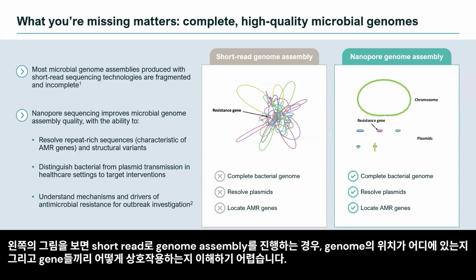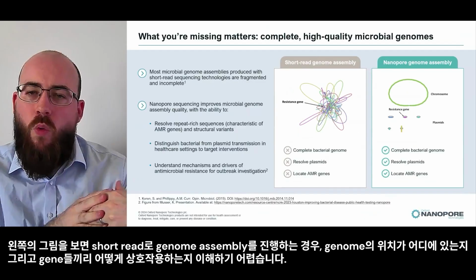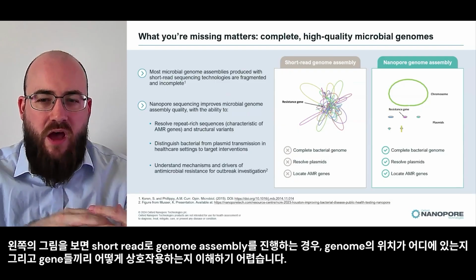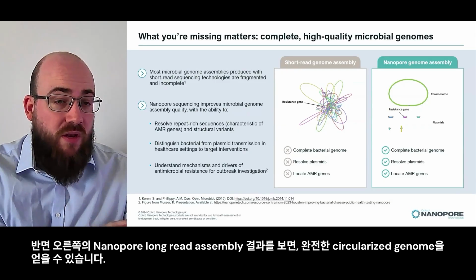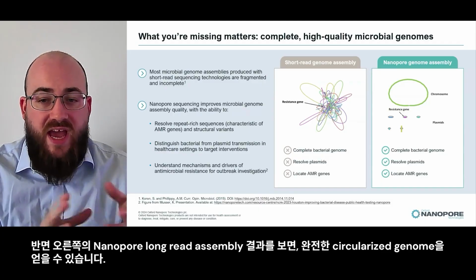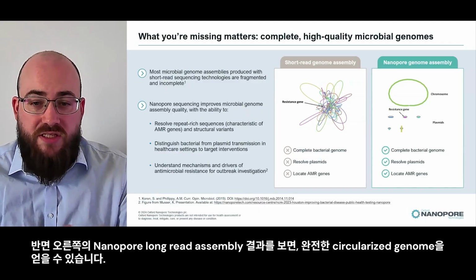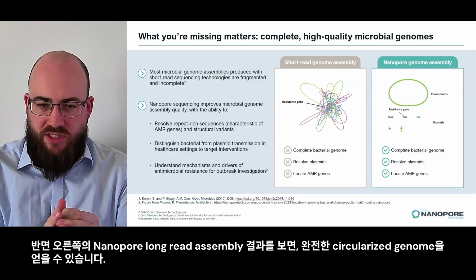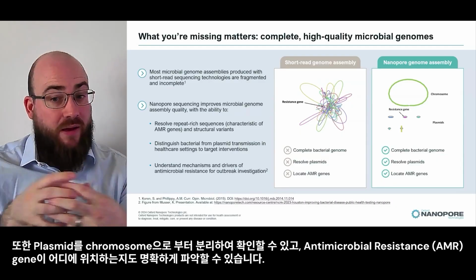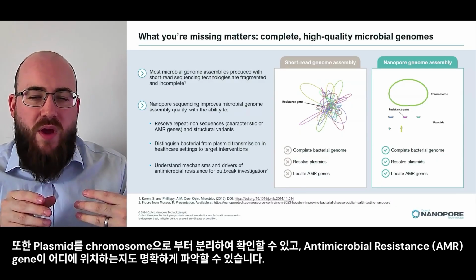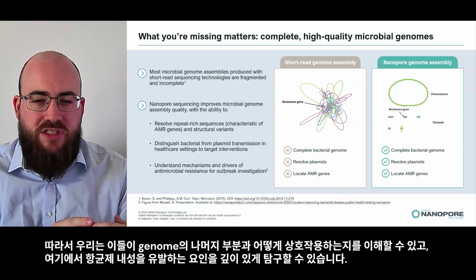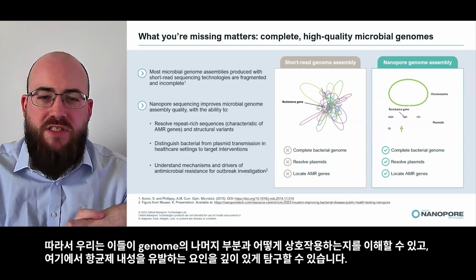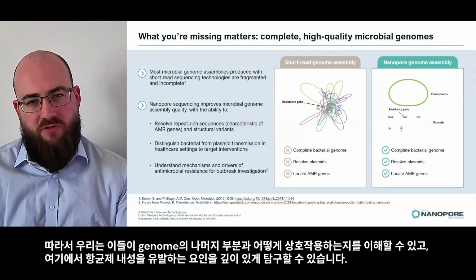This assembly is just lacking clarity. There's no understanding coming from this of what's in here, where things are, and how they might interact with each other. Nothing connects. Whereas if we look at the assembly on the right, using accurate nanopore-only long reads, we get a complete circularized genome. We can resolve plasmids out of the chromosome, and we can locate where those AMR genes are. We can understand how they interact with the rest of the genome and take a real dive into what's driving antimicrobial resistance here.